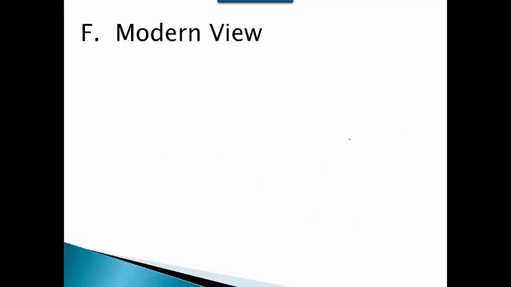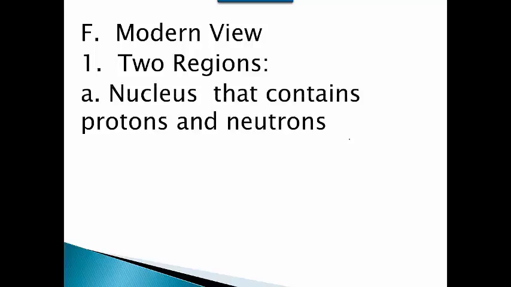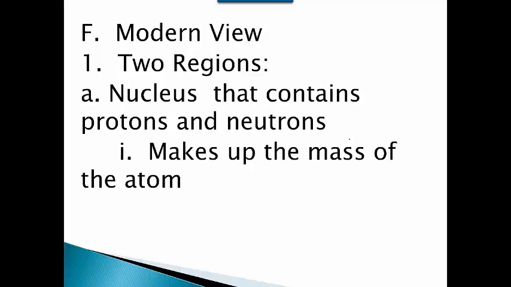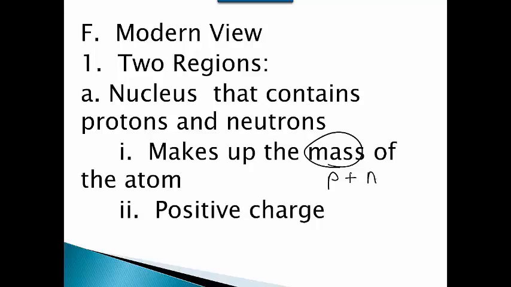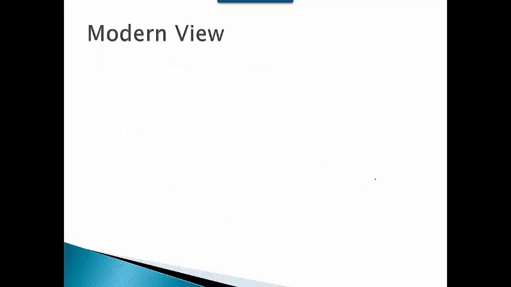Now, moving on to our modern view, Schrodinger, you might have heard the name Schrodinger before. This would be our modern view, the one that we currently hold to for our atomic theory. Bohr was kind of onto something, but we tweaked it a little bit. So the nucleus contains protons and neutrons, which are heavier than electrons. So the nucleus is heavier, it is denser, and this makes up the mass of your atom. So mass is equal to protons plus neutrons that are both in the nucleus. The nucleus is going to have a positive charge to it.